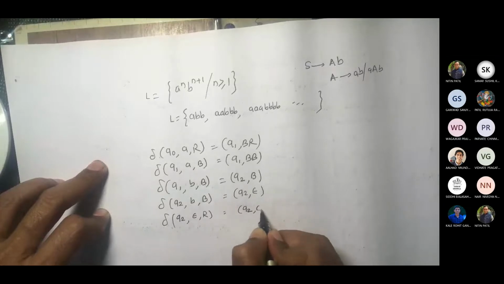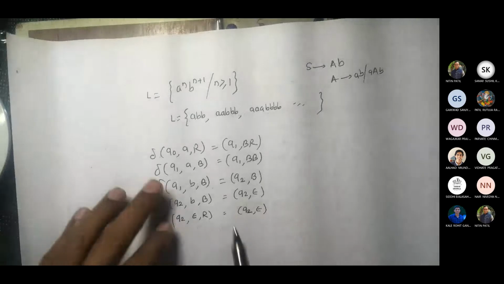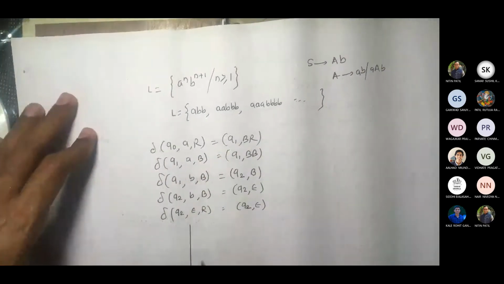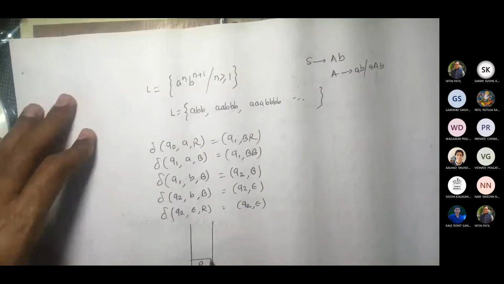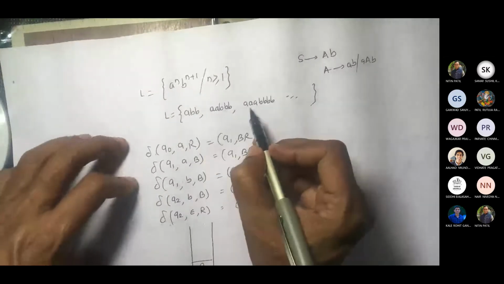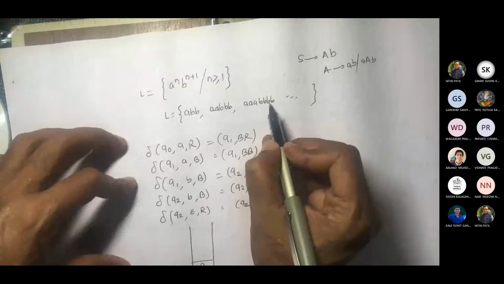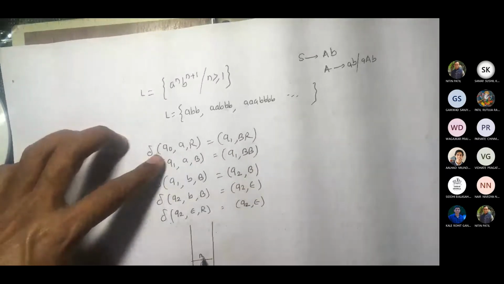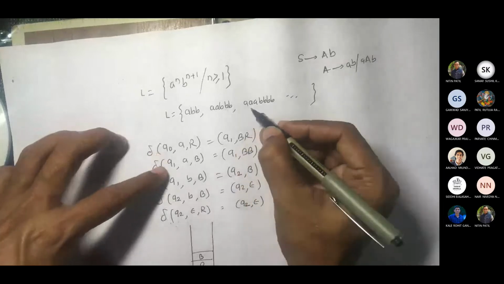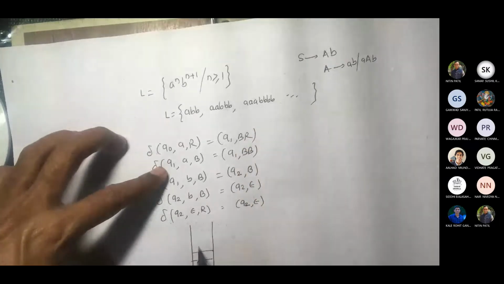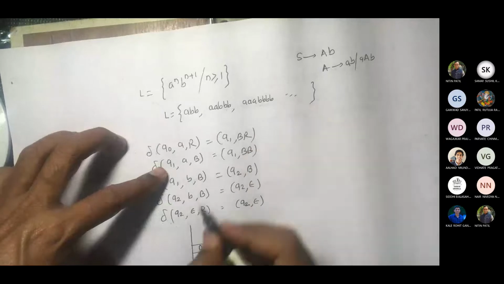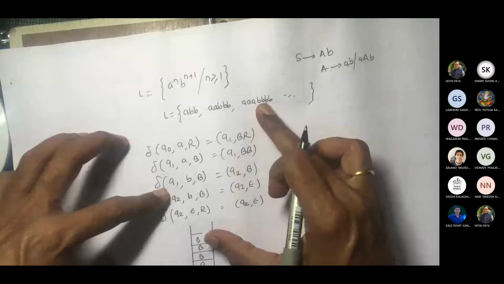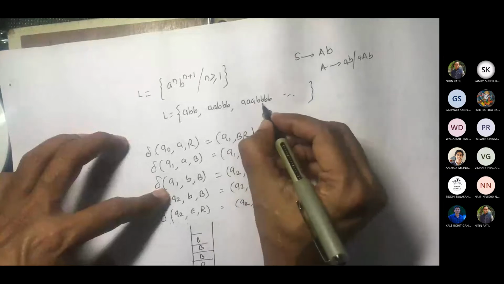So Q2 epsilon. Now let us take this example: A, B, B, B. Suppose this is R. Let us take a bigger one: A, 3B, 4Bs. So first A, Q0 A R, you get blue. Now second A, Q1 A B, you get blue. Q1 B and the input is B, so don't make any change. It moves to next.